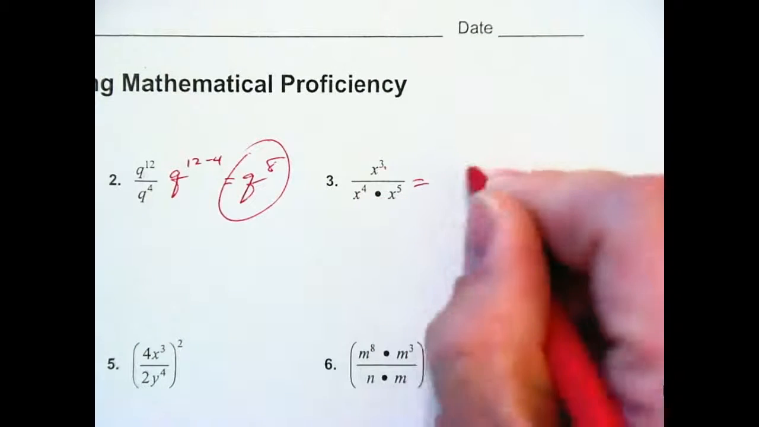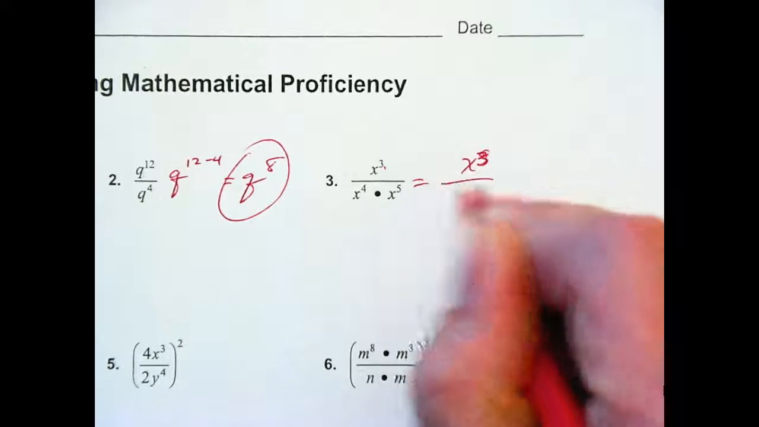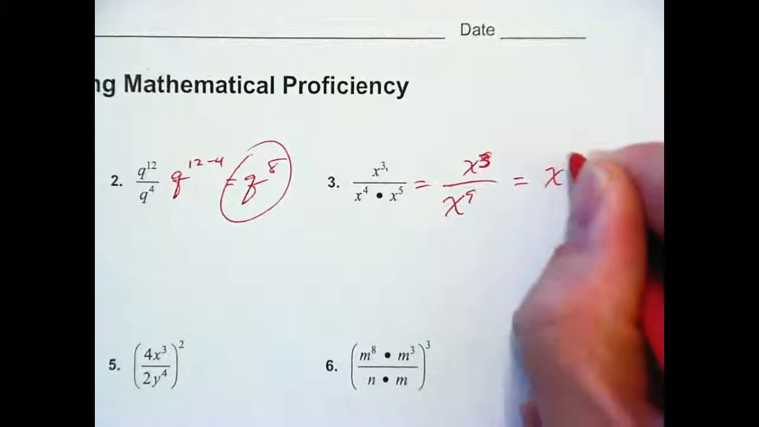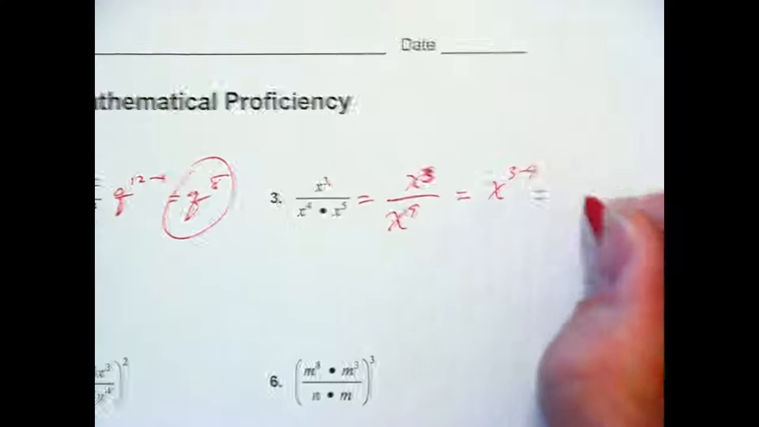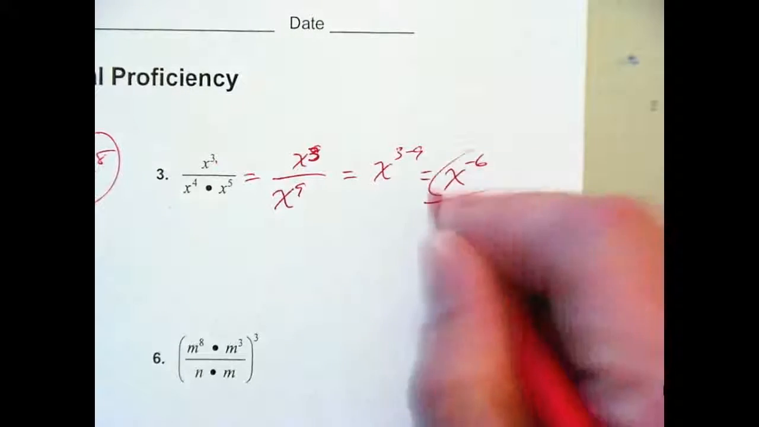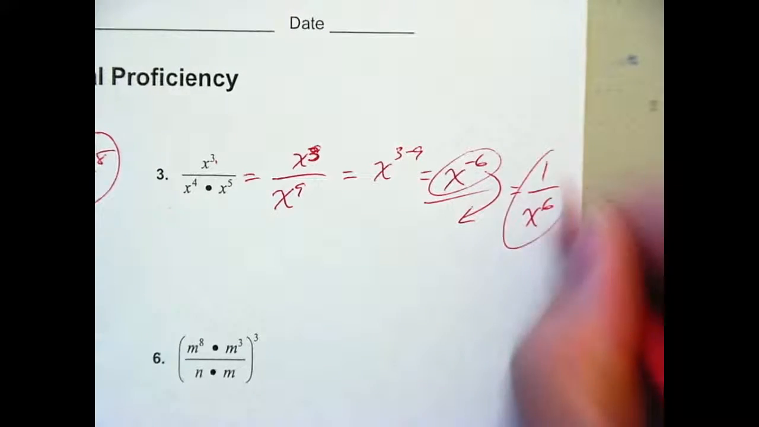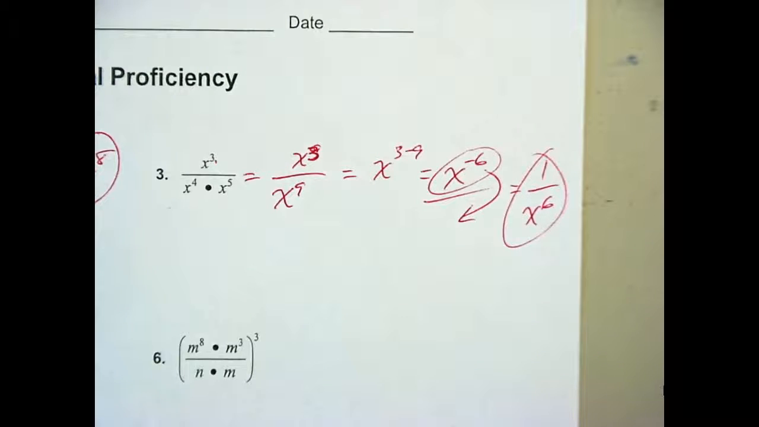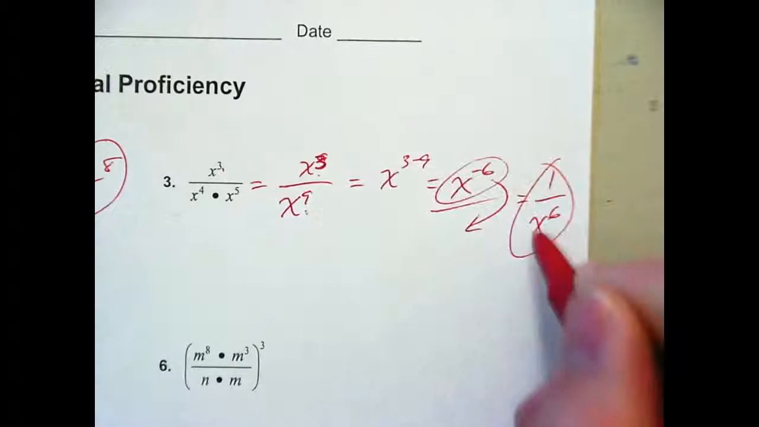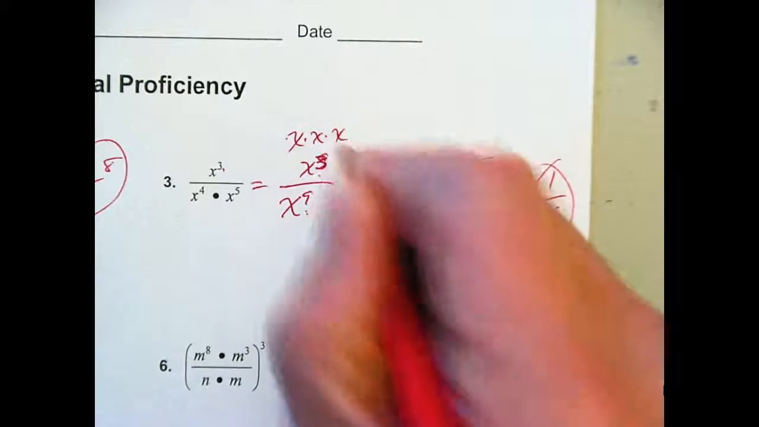We have x cubed on top, x to the 9th on bottom, which gives us x to the 3 minus 9, which is negative 6, which we don't write as x to the negative 6. It's 1 over x to the 6th. The other way to think about it is you have 3 x's on top, 9 on bottom. You have 6 more on bottom. You could write it out in expanded form and cancel them out like that.